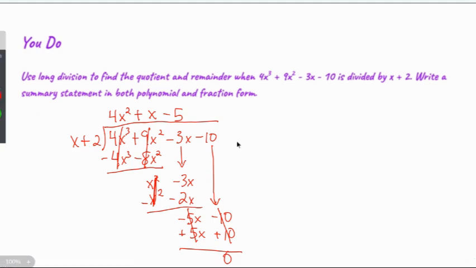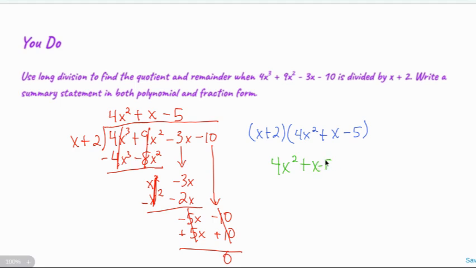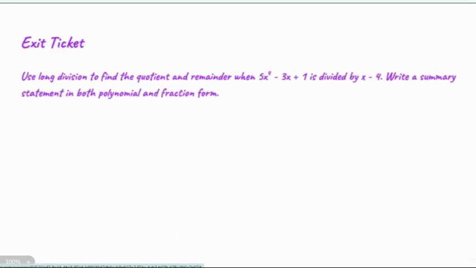So once again, our polynomial form would just be x plus 2 times 4x squared plus x minus 5. And then our fraction form would be just 4x squared plus x minus 5. Go ahead and give the exit ticket a chance.